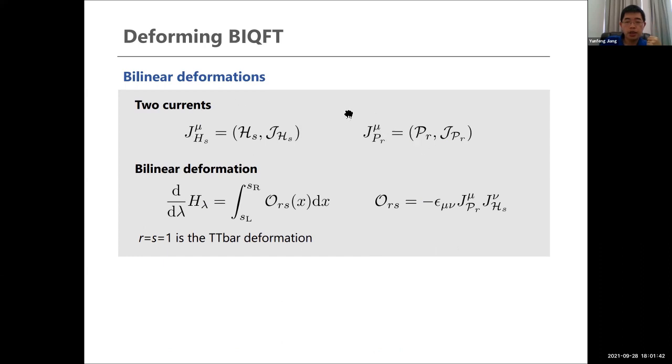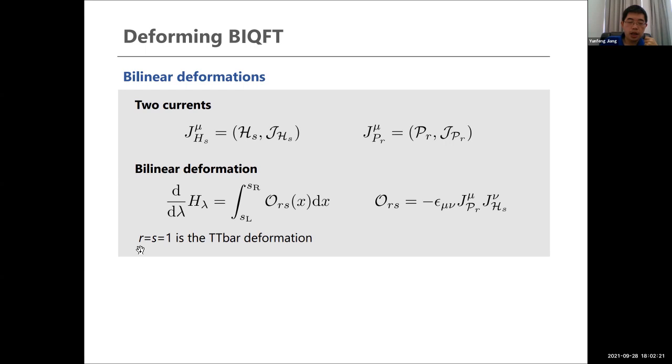Using two conserved currents, we can construct the so-called bilinear deformation. First we construct a bilocal operator by taking an antisymmetric combination of two conserved currents. This is my deforming operator, and I can put it on the right-hand side. This is the definition in the Hamiltonian description. Since we are now considering boundaries, here I place L as the left boundary and R as the right boundary, and I integrate in this region.